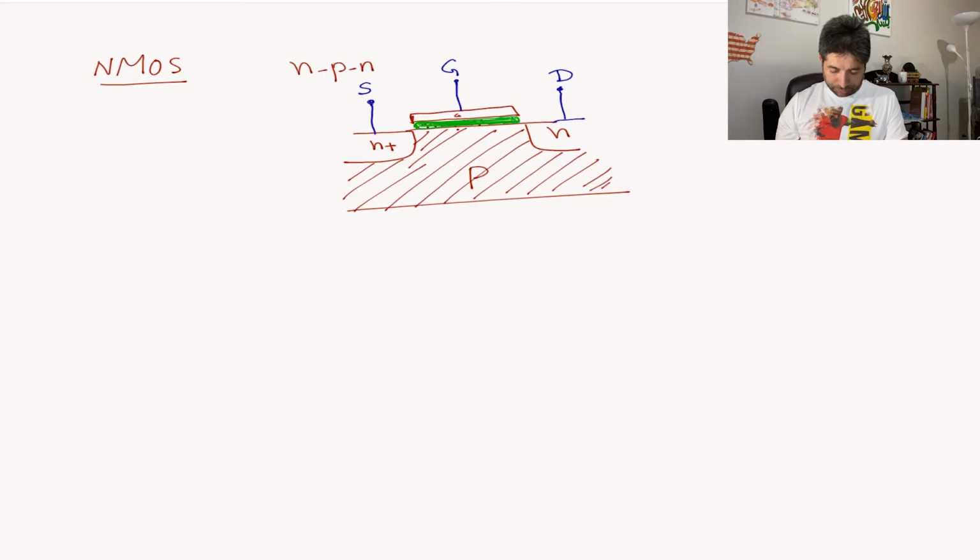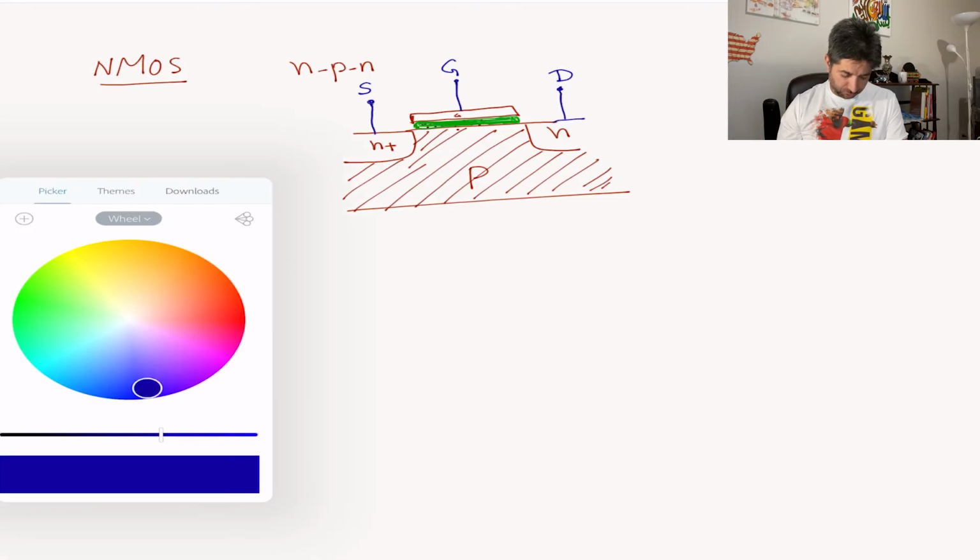Initially, before we start applying any voltages, we have everything at 0 voltage. 0 voltage means it is at ground.